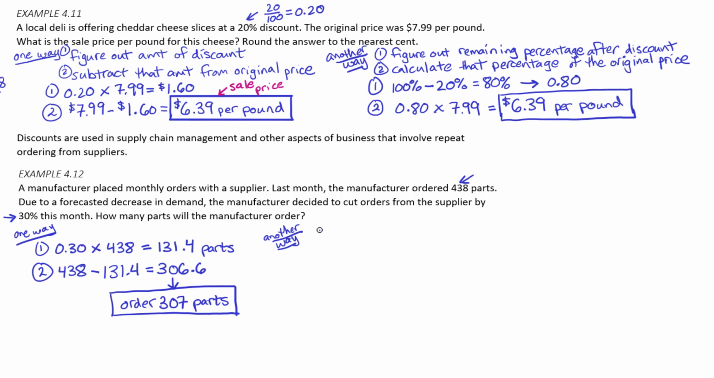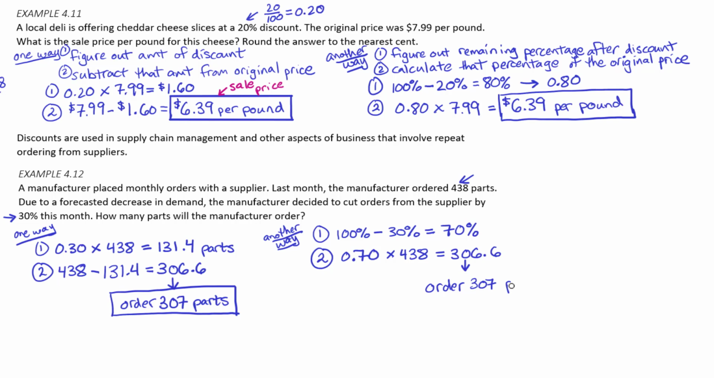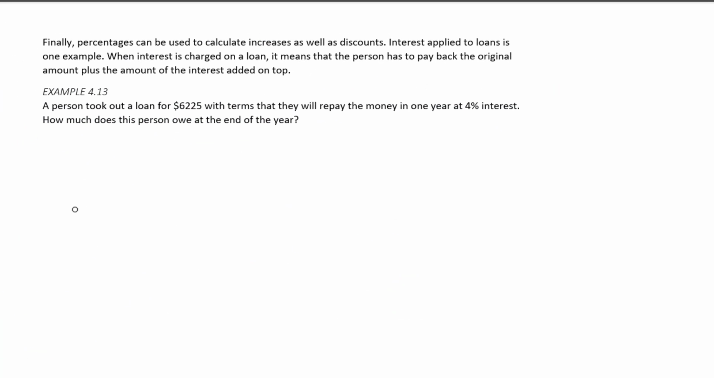Let's go ahead and do this problem the other way. First thing in the second algorithm is to figure out the remaining percentage after the discount. So 100% is the total price minus 30% equals 70%. So 70% of the price should remain after the 30% discount is taken. The way to calculate that is to simply calculate 70% of 438, which comes out to 306.6, which once again should be rounded to a whole number since these are parts we're talking about, and we should order 307 parts. Which method should you use? Whichever one makes the most sense to you.